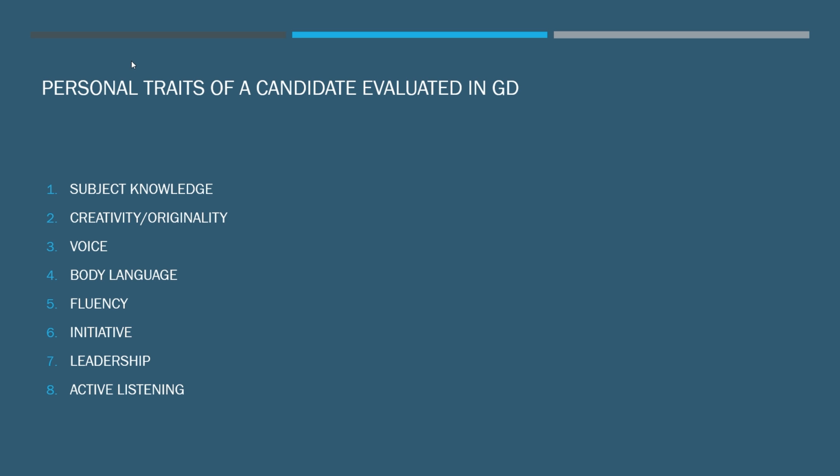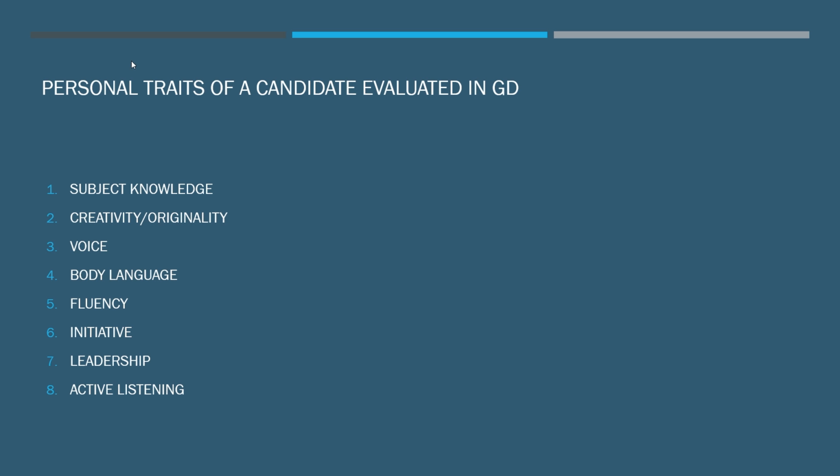Third point is voice. Communication skills include tone, volume, and pitch control, and your style of delivery. This skill is essential in customer facing roles and in regular interaction with your peers and seniors. Employers check for an assertive approach, authoritative voice, clarity in speech, and audible tone in a group discussion.